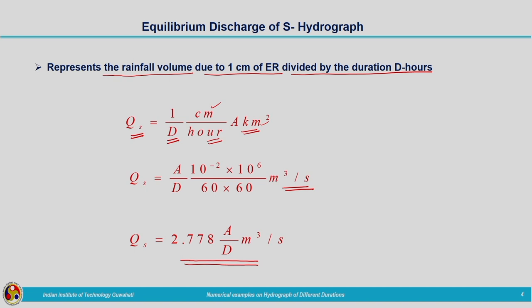2.778 A divided by D, where area is in kilometer square and D is in hours. You can calculate the equilibrium discharge attained by the S hydrograph by using this formula. You don't have to memorize this; you can understand conceptually how it is derived. It is the volume of rainfall due to 1 centimeter of rainfall at the outlet of the catchment. Our intensity is 1 by D centimeters per hour and it is acting on an area of A kilometer square. When it is converted to appropriate units, that is meter cube per second, it takes the form of 2.778 A by D meter cube per second.